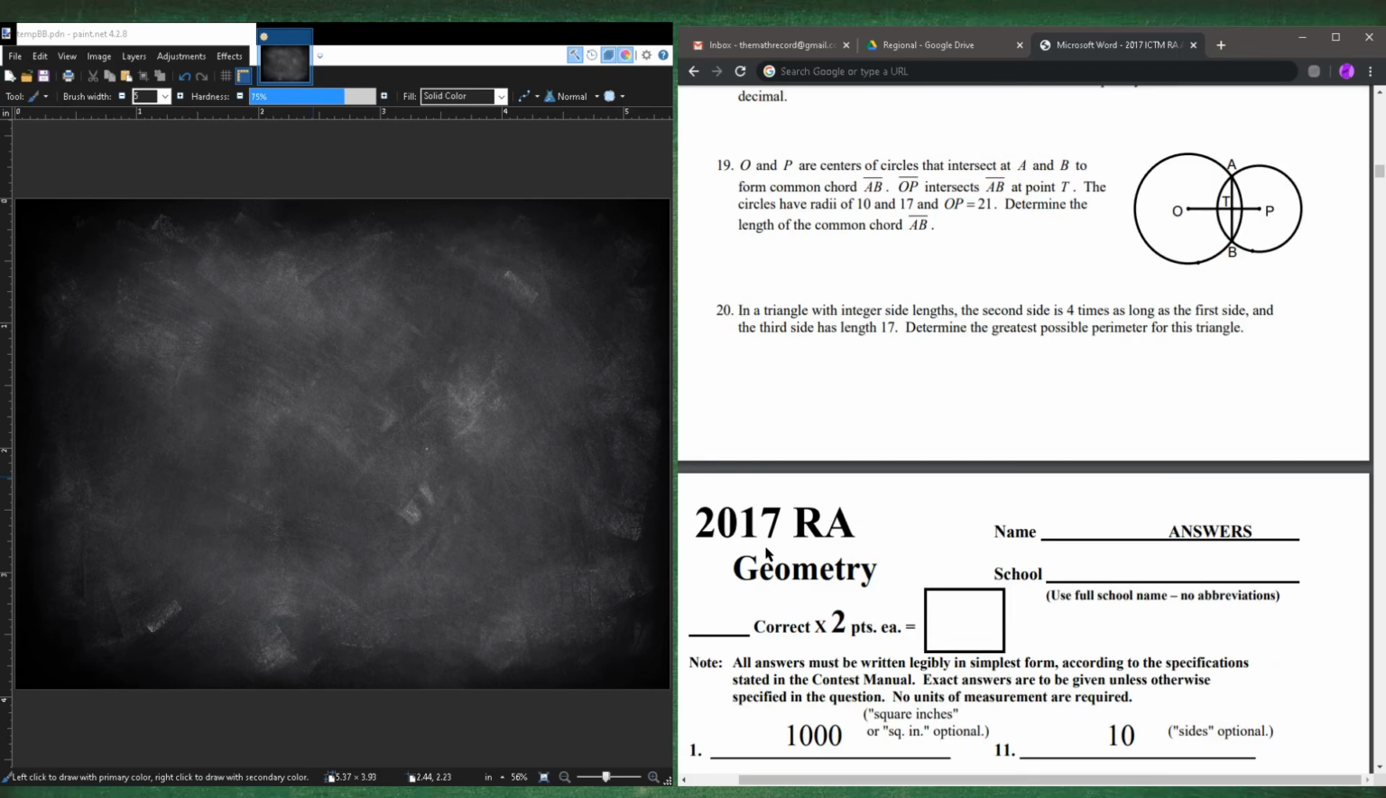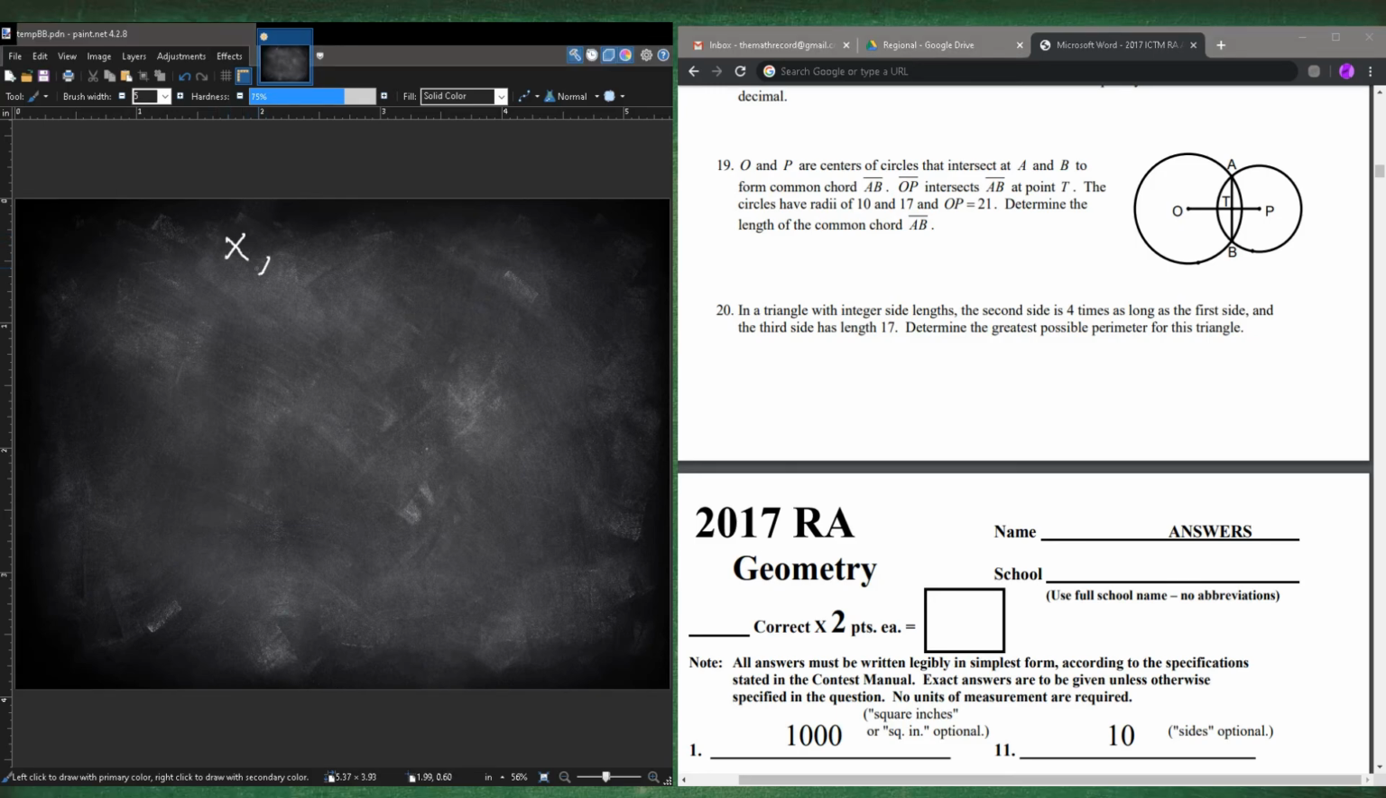Okay, so in a triangle with integer side lengths, the second side is 4 times the first side. So let's say our first side is x. That means our second side is 4x. And the third side is 17. Okay, determine the greatest possible perimeter for the triangle.